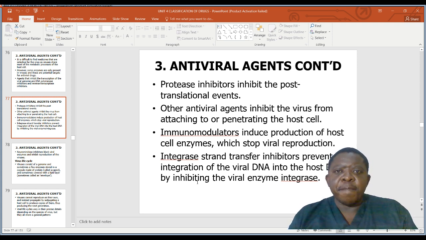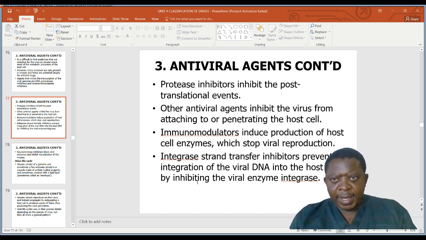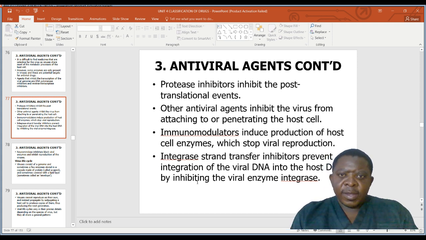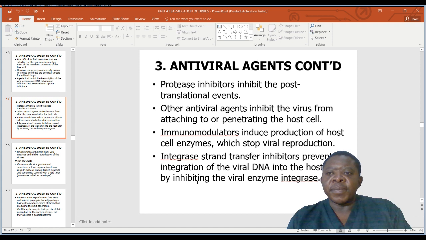When you talk of protease inhibitors, they inhibit the protease enzyme, so they inhibit the post-translational events. Other antiviral agents may inhibit the virus from attaching to or penetrating the host cell, so we have what we call fusion inhibitors, those that prevent the fusion.